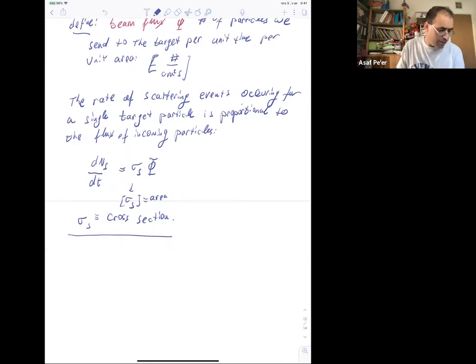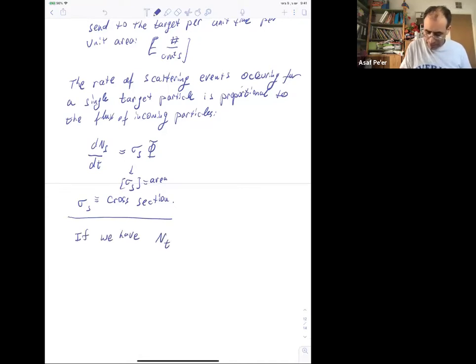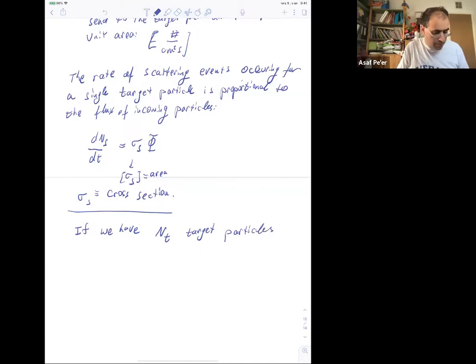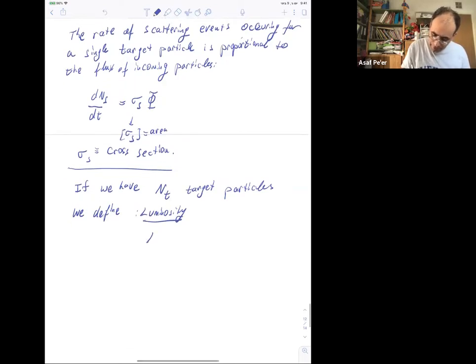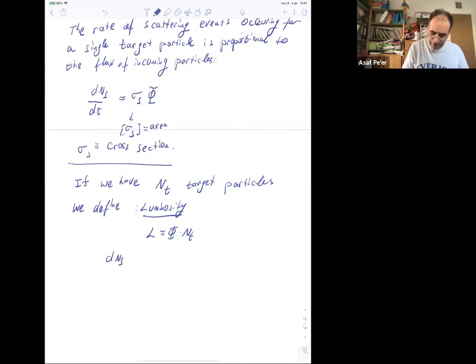Now, of course, this is somewhat simplistic, because normally we don't have a single atom, but N_T target particles. Then the rate of scattering events is multiplied by N_T. We can then define the luminosity as the flux multiplied by the number of target particles. L is just the flux times the number of target particles. And the number of scatterings per unit time is just sigma times the luminosity, because now we have many target particles.